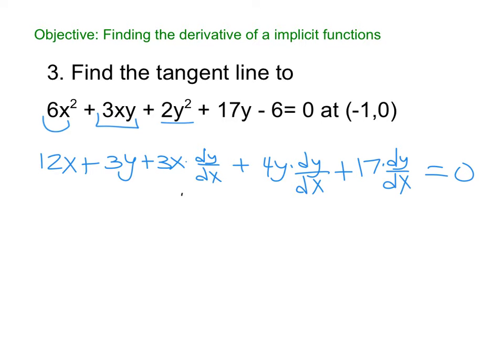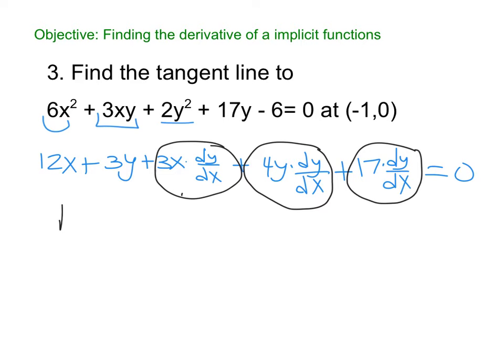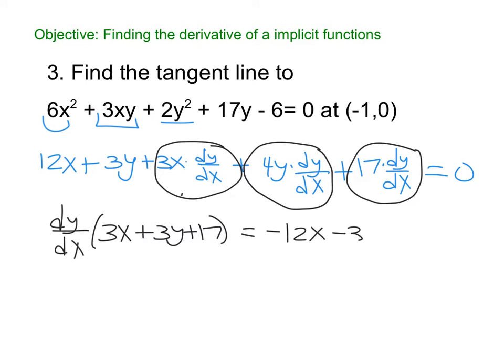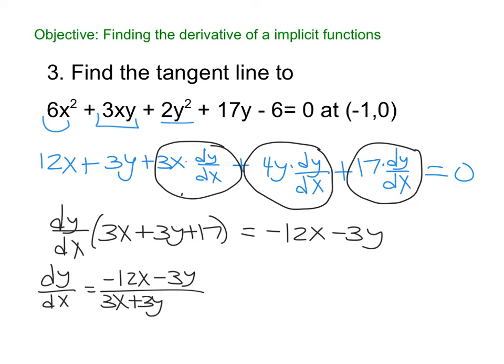So let's see, I have this one, and this one. So dy/dx times (3x plus 3y plus 17) equals, I bring everything else to the other side and then divide. So negative 12x minus 3y over 3x plus 3y plus 17.